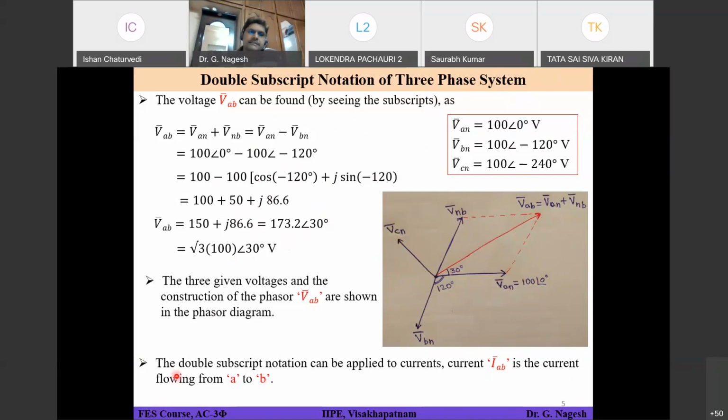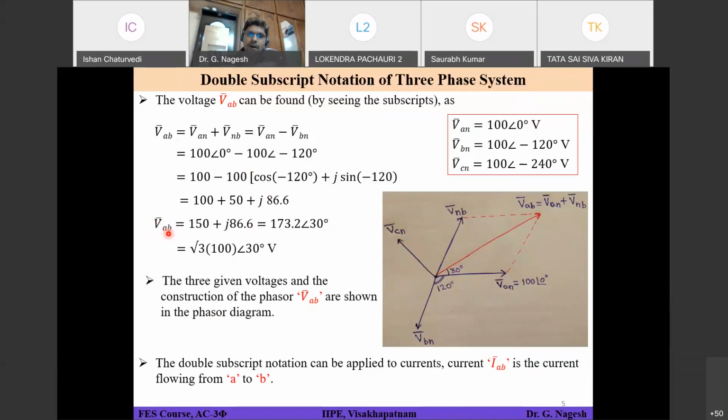So subscript means this. If I represent a phasor V, AB is called the subscript. That means this is a voltage. So this V indicates I am measuring some voltage, and the bar indicates it's a phasor. AB is the subscript. Instead of having only A, we have A and B, so you have two subscripts, one is A, another one is B. That's why we call it double subscript notation.